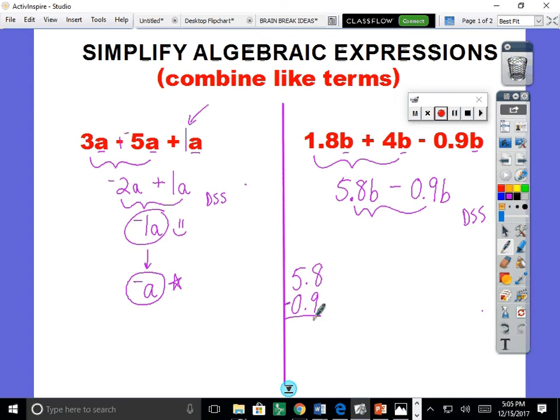Well, 8/10 take away 9/10 would be difficult to do unless I do a little regroup here. So 18 take away 9 here in the 10th place gets me 9/10. And I get to bring down my decimal. This is decimal subtraction, so decimals come straight down. And 4 take away 0 is really 4. So I'm going to get an answer of 4 9/10.